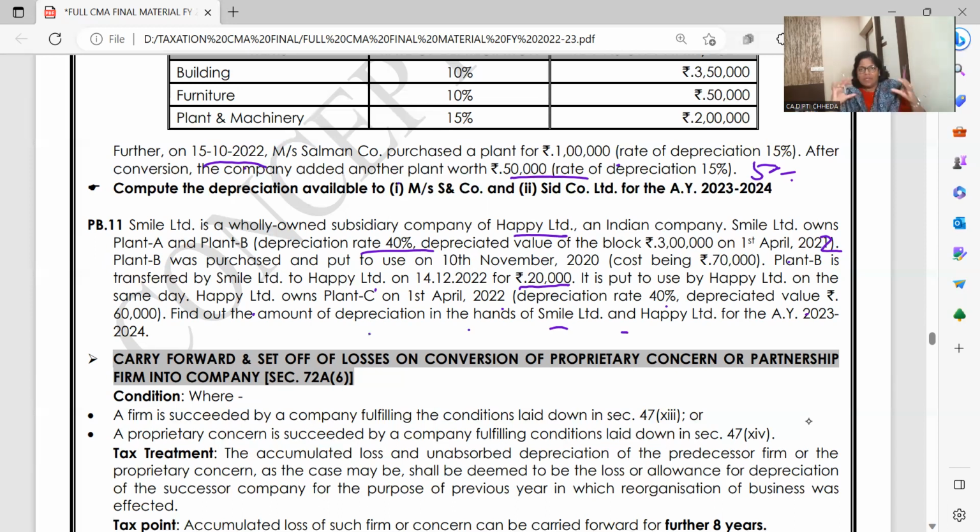Are you getting it? The depreciation for both is simple, but here what is happening? Plant B is transferred for 20,000, but this 20,000 value is of no use. Right, because it will be transferred at the WDV for the holding company, or subsidiary to holding, whatever is the value for me will be the value for you. I'll give a note for this so that it's clear.